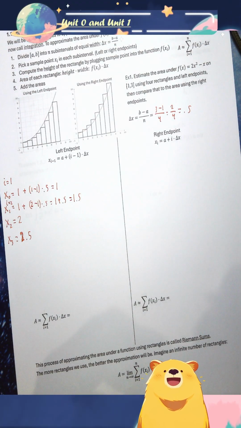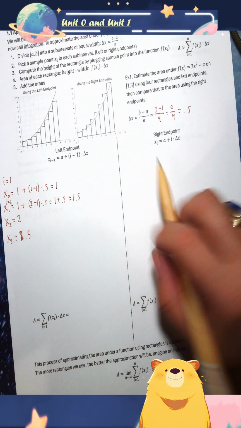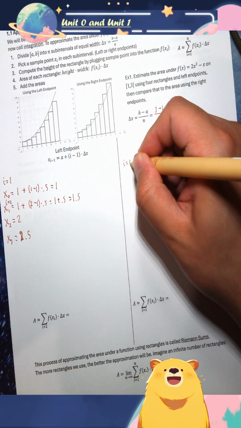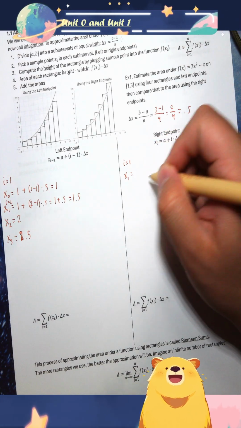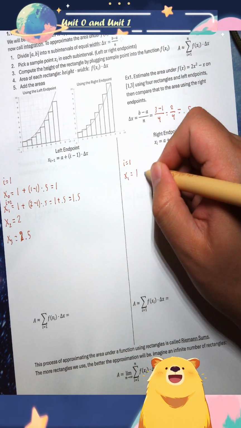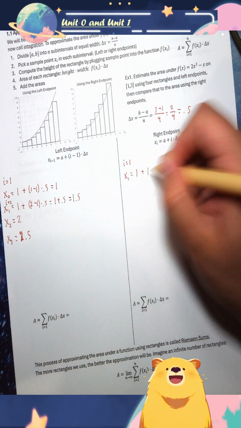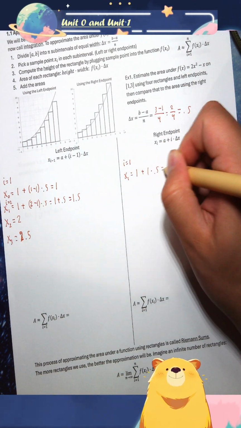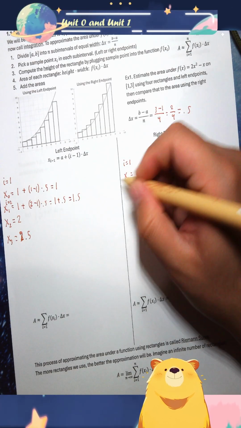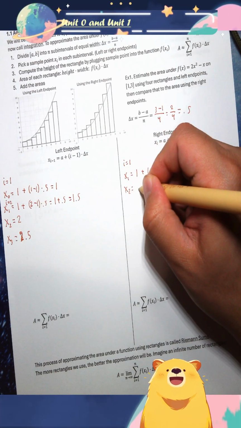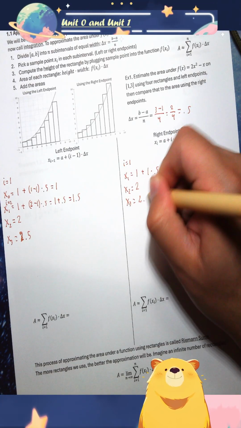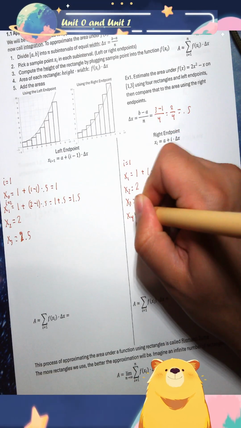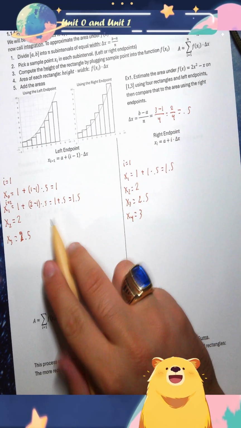Now, let's do the right endpoint briefly. So let's start again with i equal to 1. You're going to get your first point, x1. Well, we know it's going to be a, which is 1, plus i, which is 1, times the width, 0.5, which is 1.5. And if you do this, you will get the same variables that you got over here.